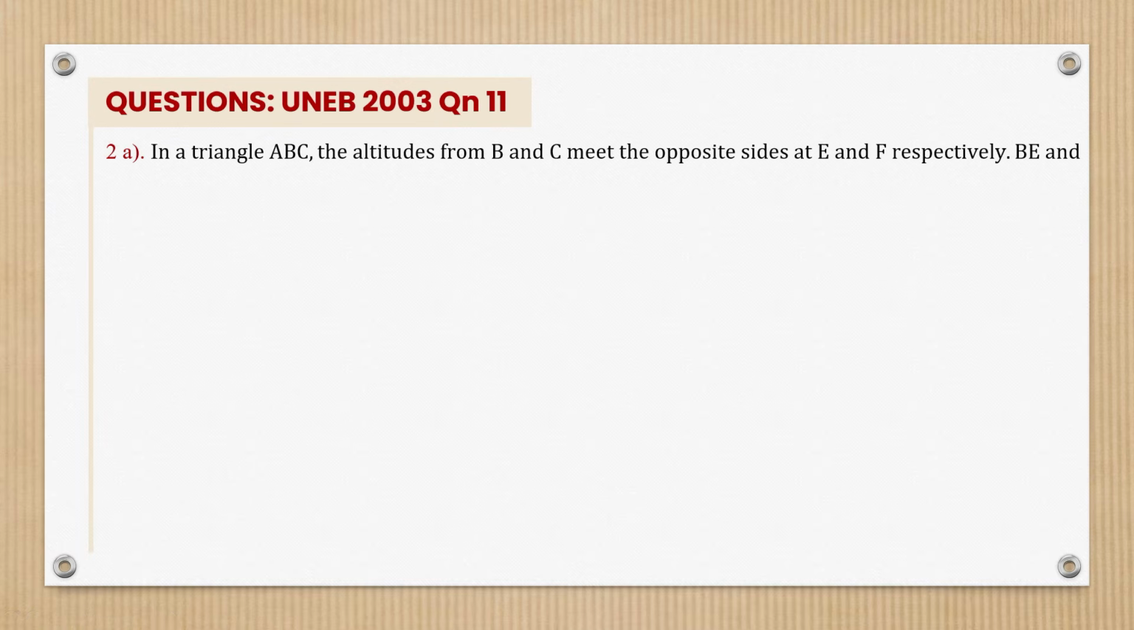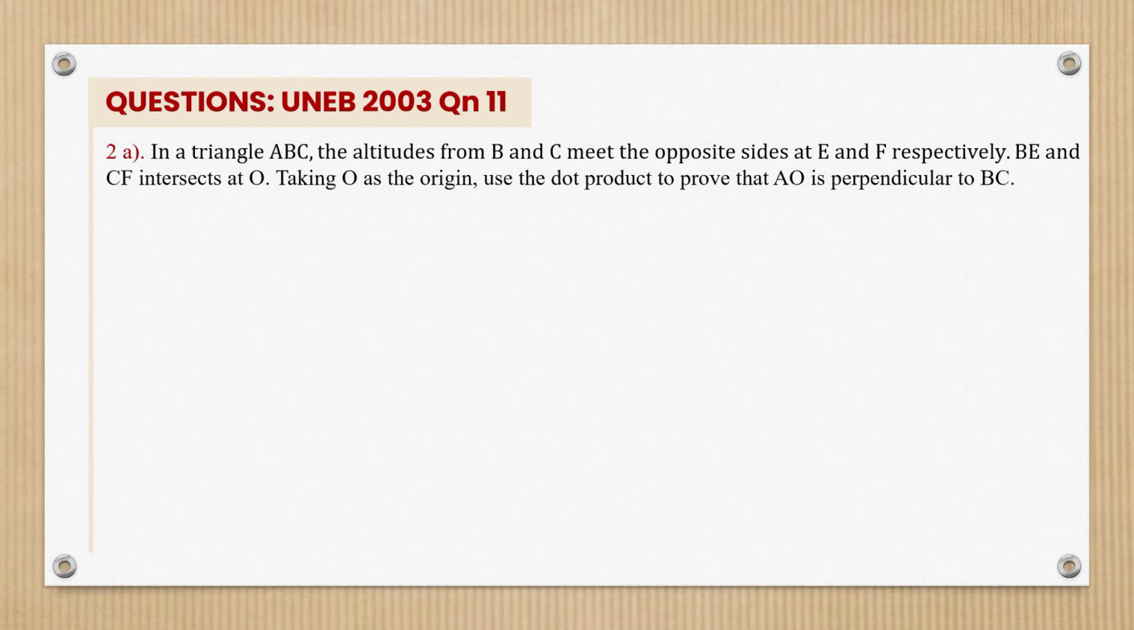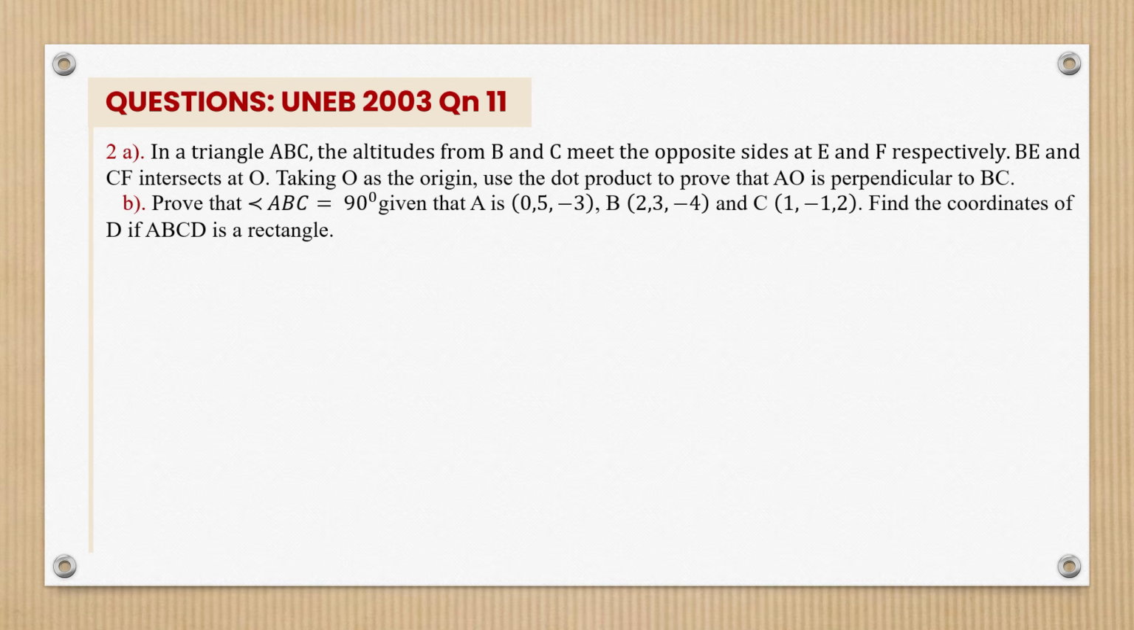Alright, let's look at a question from UNEB 2003, question number 11. Let's read it carefully. In a triangle ABC, the altitudes from B and C meet the opposite sides at E and F respectively. BE and CF intersect at O. Taking O as the origin, use the dot product to prove that AO is perpendicular to BC.